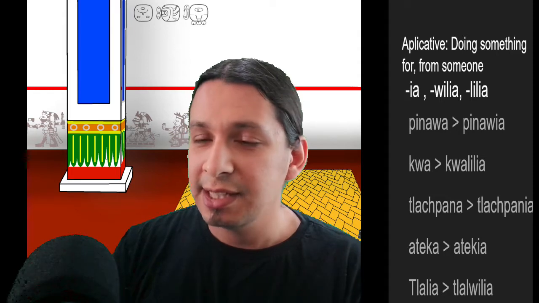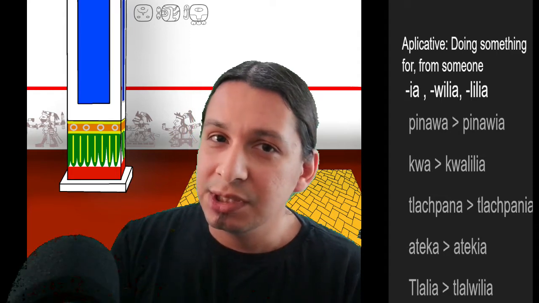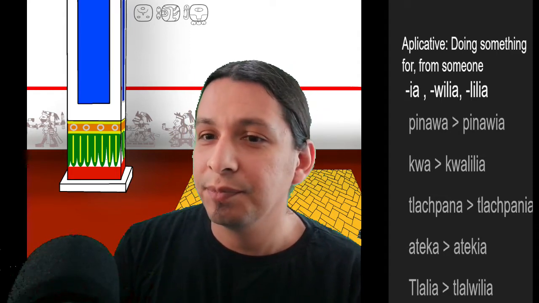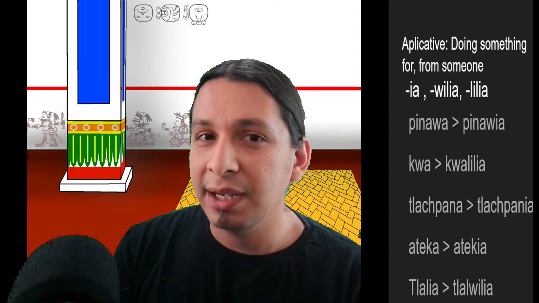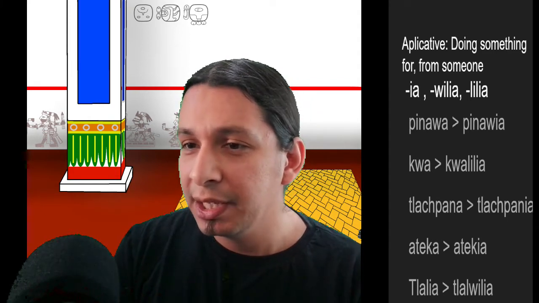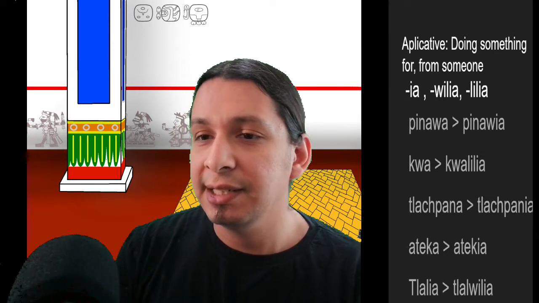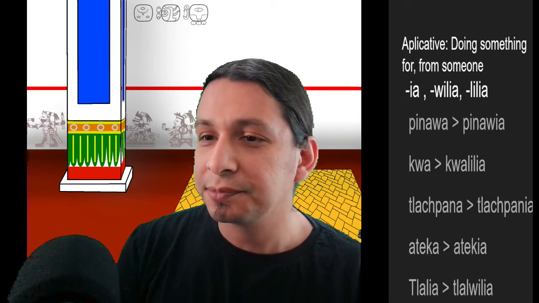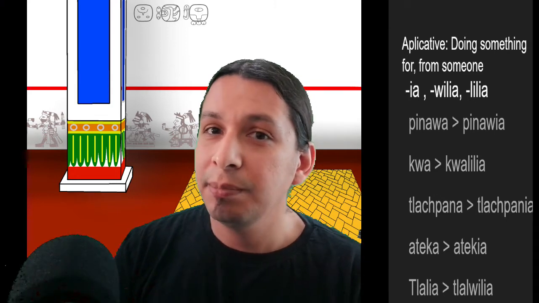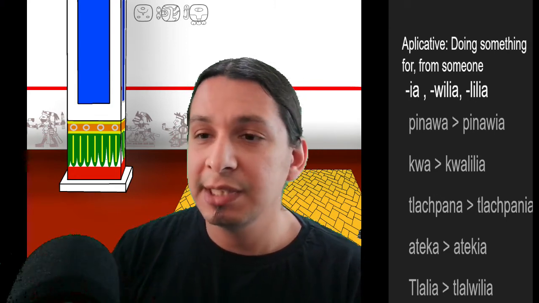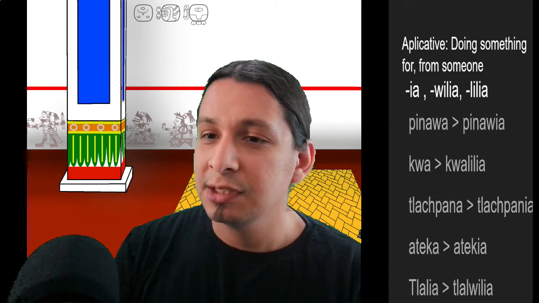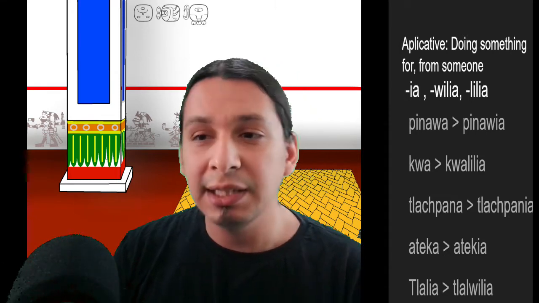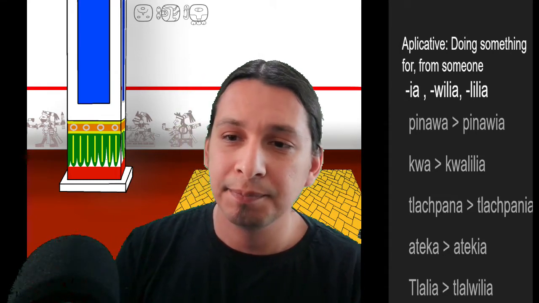Okay, so let's do examples. Ni pinawa means I am ashamed or I'm embarrassed. Okay, pinawa, ni pinawa. It's intransitive, it's simple. So we can turn it transitive by saying I make you feel embarrassed, I make you feel ashamed. Nimitz pinawiya. So pinawa changes to pinawiya. So that's the iya ending.